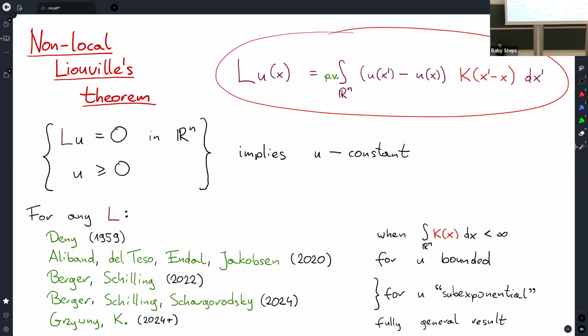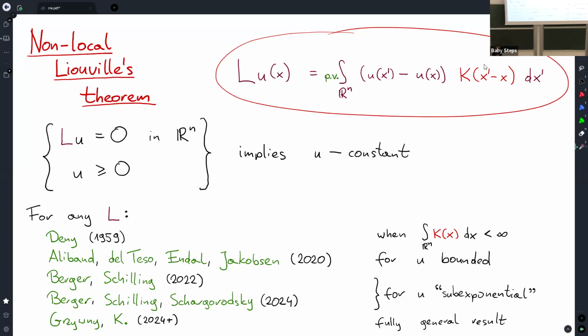They needed to assume actually less. They needed to assume that u is positive and bounded from above by what is called a submultiplicative function, which integrates the kernel K. Well, I call it simply sub-exponential. That's not very rigorous, and I will not get into the details. And actually, together with Tomek Grzywny from the same department, we were able to improve that result, getting rid of any assumption and proving a completely general result.